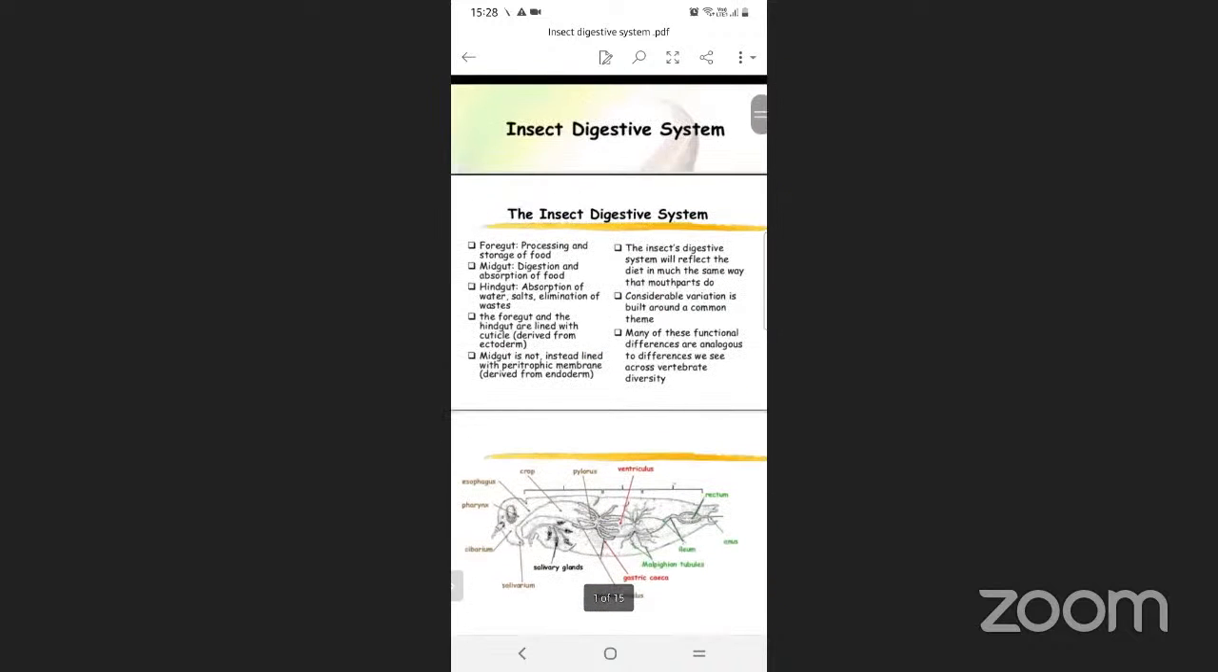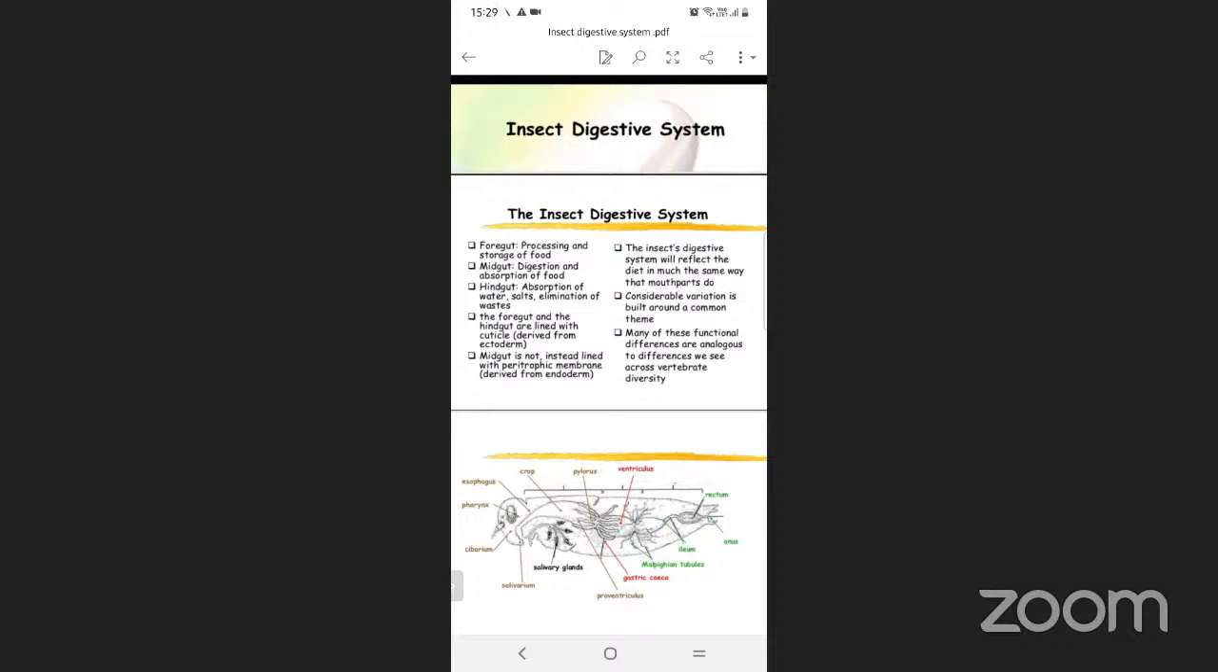I will send this PDF. You go through this PDF and again underline some points in your book also. Add them and write the notes so that it will be helpful for you to write at least a 10 marks answer. Okay, ma'am.